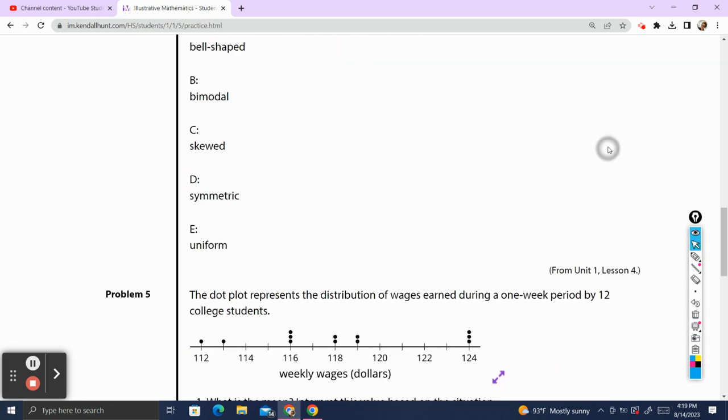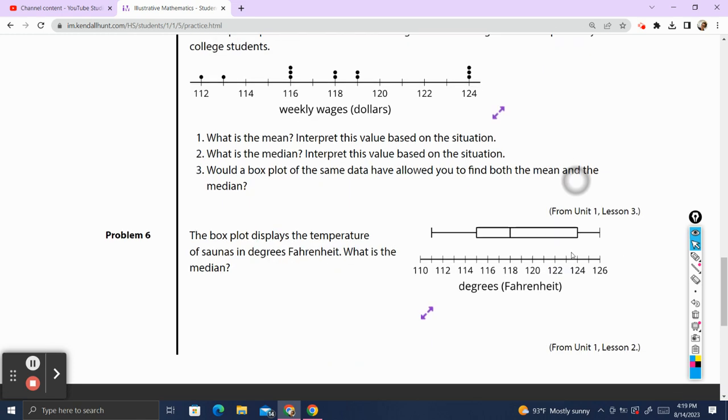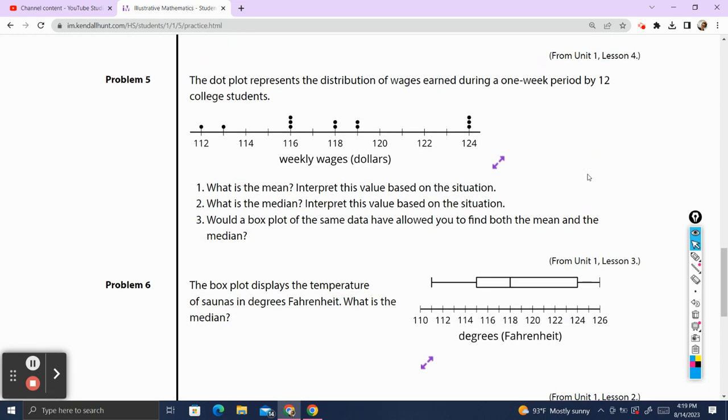All right, question number 5. The dot plot represents the distribution of wages earned during a 1-week period by 12 college students. So we have 12 students. The lowest one made 112, the highest made 124. What is the mean? Interpret this value based on the situation.